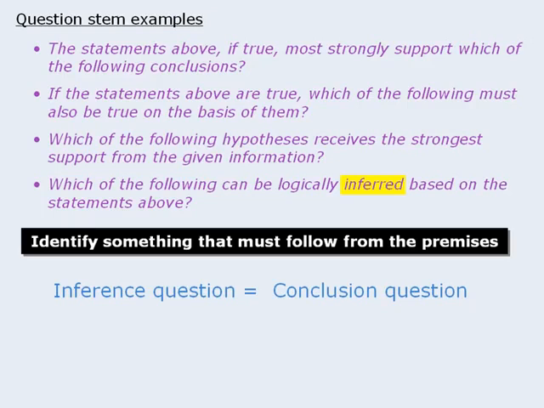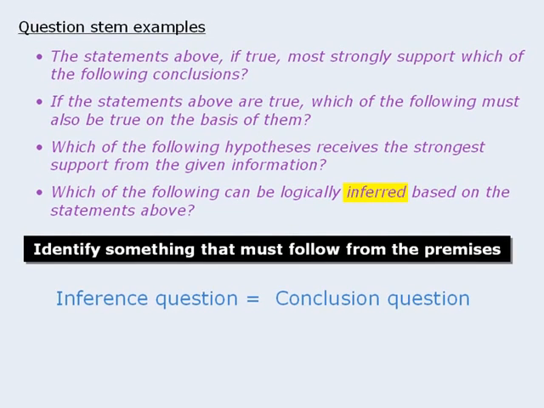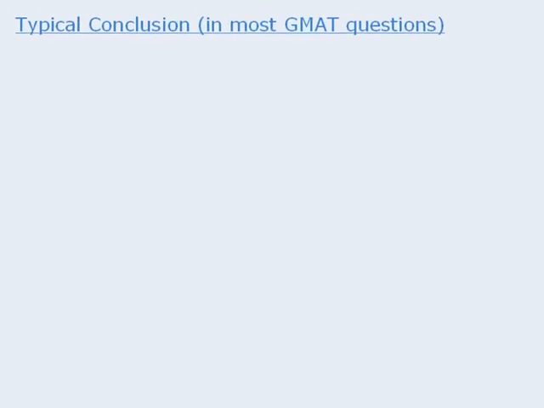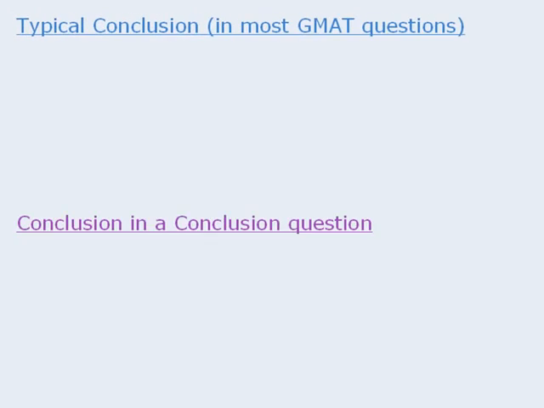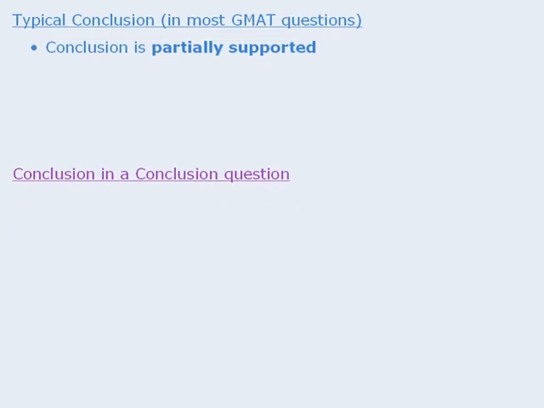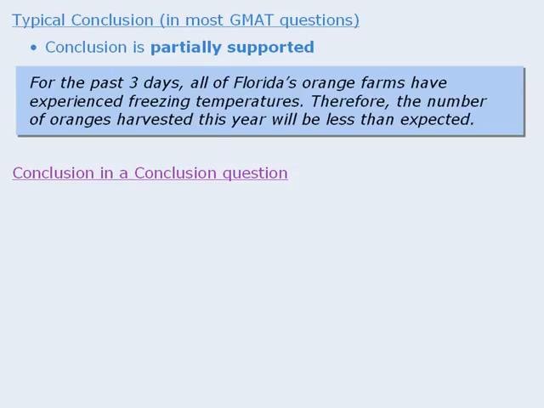Now, before we examine the strategy for tackling conclusion questions, it's important that you understand the difference between the type of conclusion you typically find when you're given an entire argument and the type of conclusion that you must draw in a conclusion question. Now, when we're given an argument, say in a weaken the argument question, the degree to which the conclusion follows from the premises varies, and in most cases the conclusion is only partially supported by the premises.